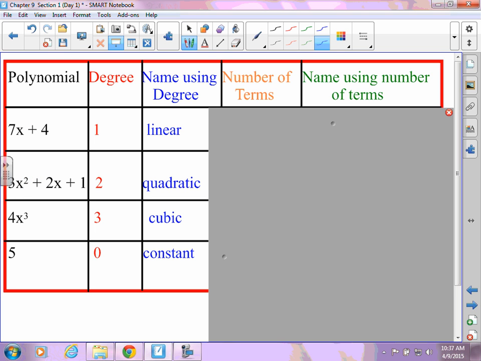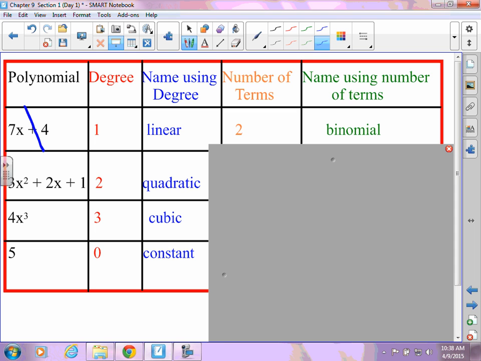So if you take a look at the first polynomial, do you notice how there's one plus sign there? So you cut it. It's like you got your karate hands out and you're like, fruit ninja, right? You're going to cut it. Okay, the first term is 7x. The second term is 4. Do you see that? So the number of terms then is 2. And if you look on your list, that's called a binomial. So this polynomial would be called a linear binomial.